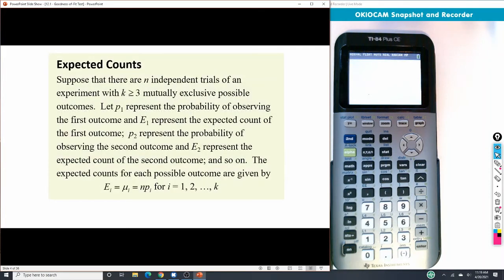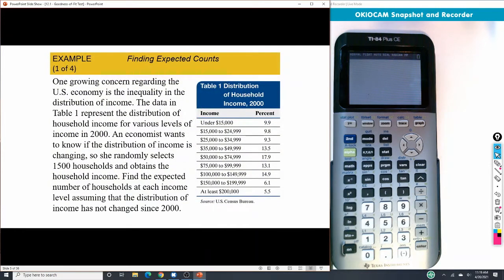We're going to be looking at expected counts. An expected count is what we expect to get based on our probabilities. We just multiply our total number times the probability for each one of those in order to get our expected count. Here, in finding our expected counts, we have income for households, and we have the percentage for each one of those.